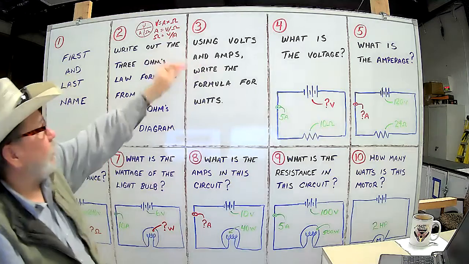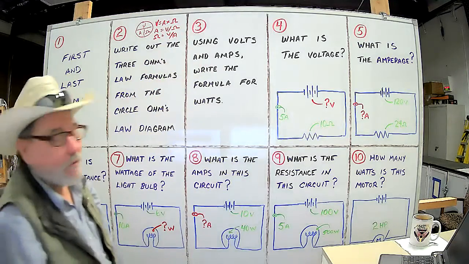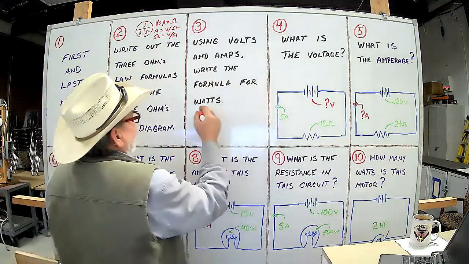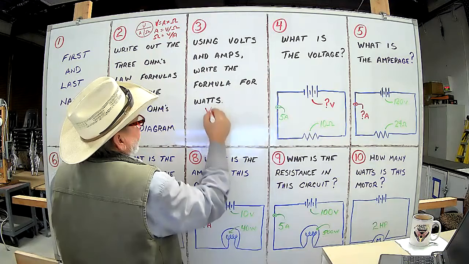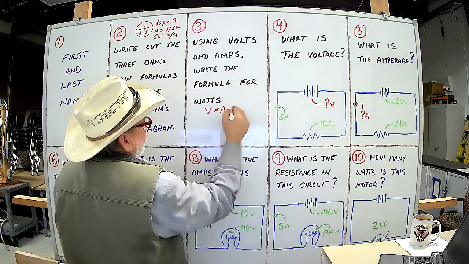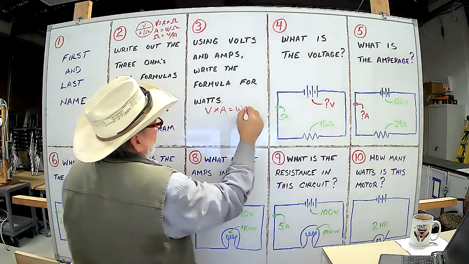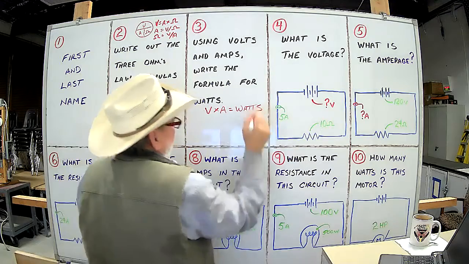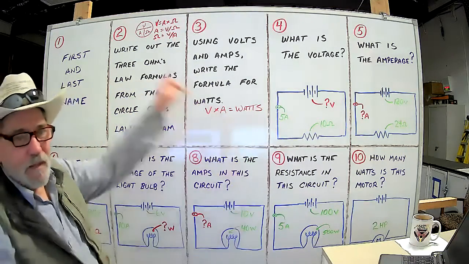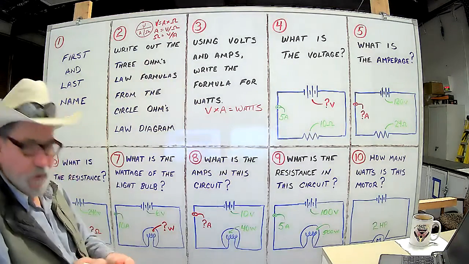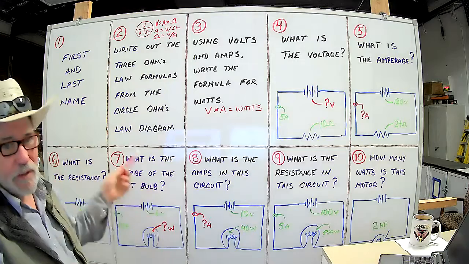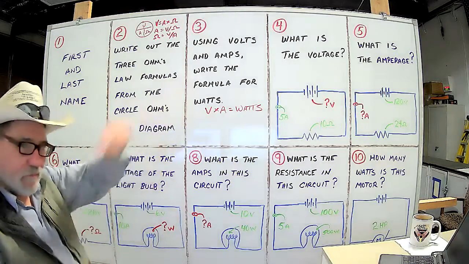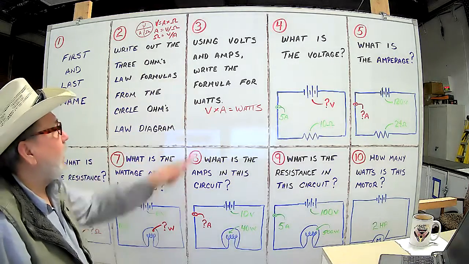This is an easy one using volts and amps, write the formula for watts. So watts is volts times amps equals watts, okay? Now, if you're going to use this as a practice, you could pause the video and then do them all, and then you can check yourself as I go through here.